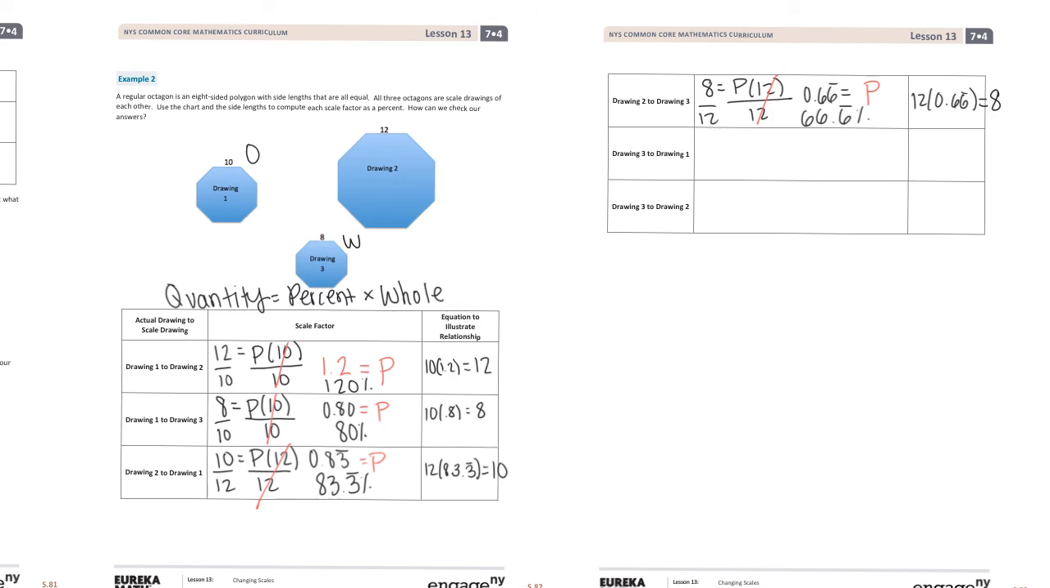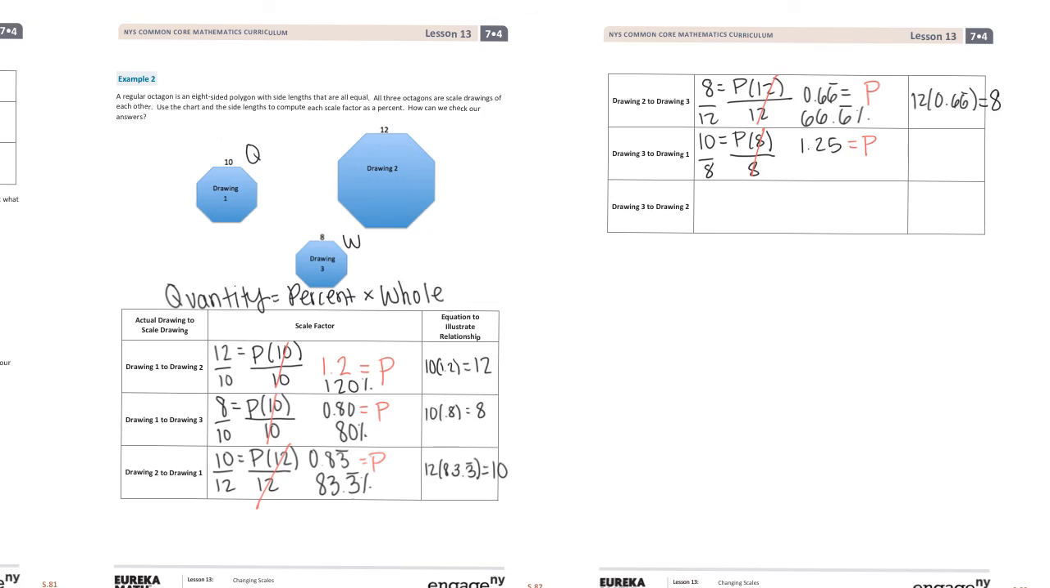Now, from drawing 3 to 1, I'm going to have my 3 be my whole and 1 be my quantity. So I'm going to have 10 equals my percent represented by P times my whole, which is 8. To get P by itself, I'm going to divide both sides by 8. 8 divided by 8 is going to leave me with 1P. So 1P equals 10 divided by 8, which is going to give us 1.5, or 1.25, sorry.